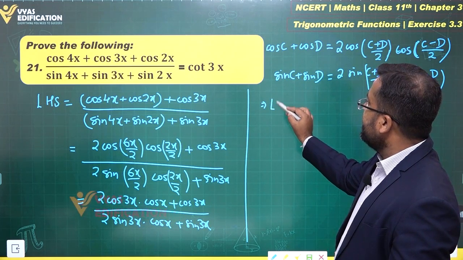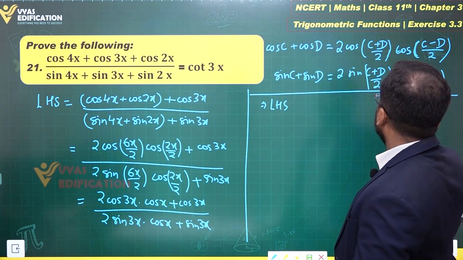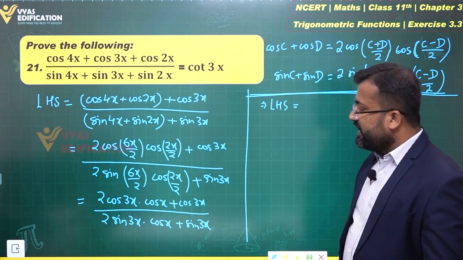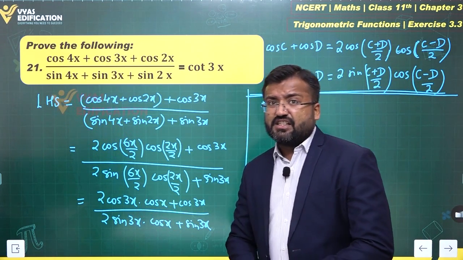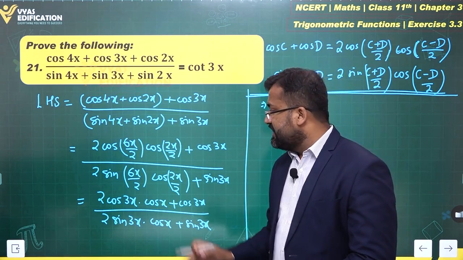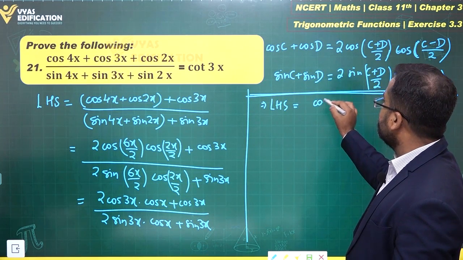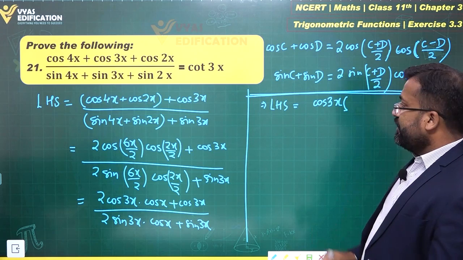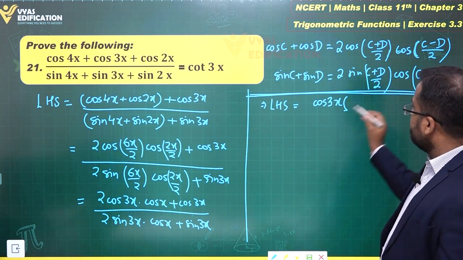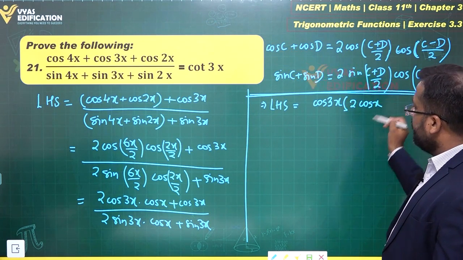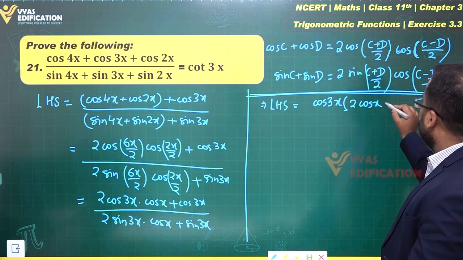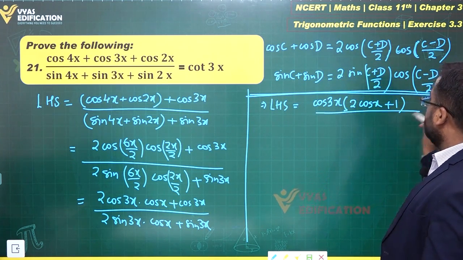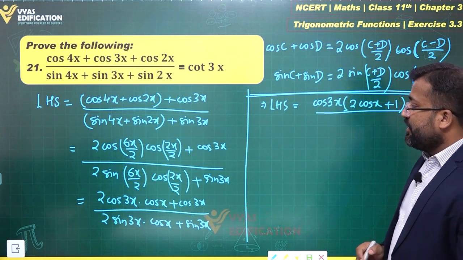This implies LHS. Okay, let's keep this separate. LHS will be further equal to what? Can you observe that cos 3x and cos 3x are common in these terms, and let's take that out. Cos 3x will come out common in the numerator. What remains is 2 cos x from the first term. What about this term? If you take out cos 3x, what will remain? Nothing, basically 1. Right? This is in product, right? So 1 will remain over here.